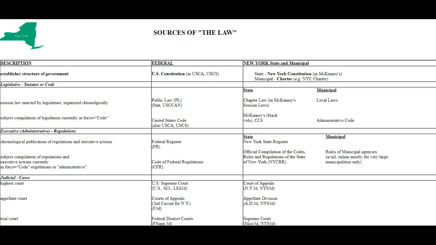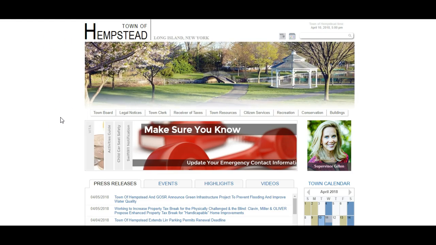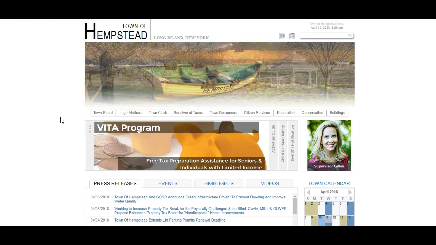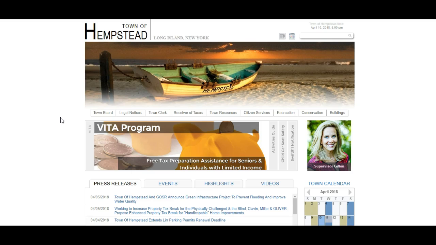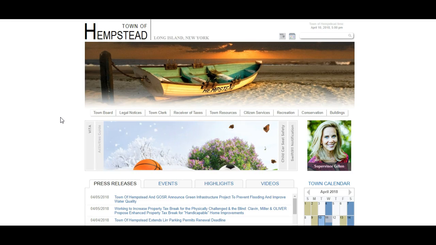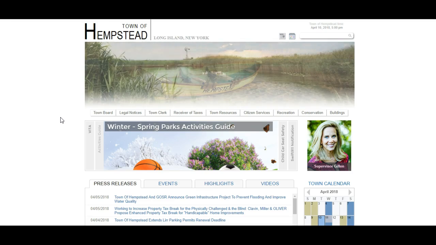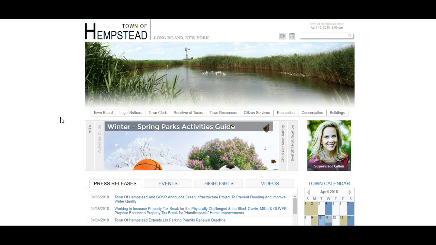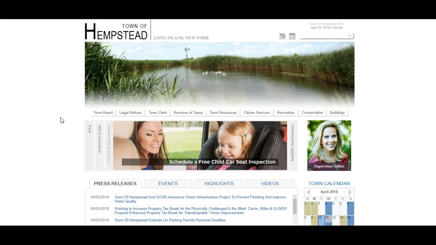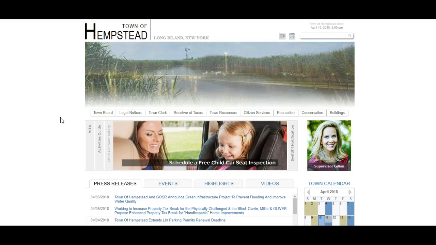So at the risk of sounding repetitive, where do we find all this stuff? Once again, online with our good old friend Google. There are a couple of sites I'll show you in a little while that you can go to, but honestly, just Googling it is easier. So you want to find the Town of Hempstead website. We are currently in the Town of Hempstead.